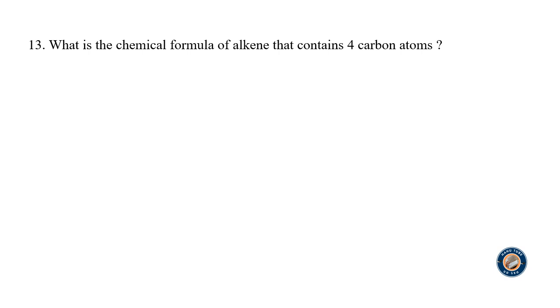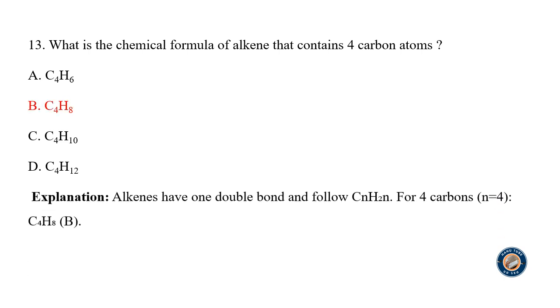Question number 13. What is the chemical formula of alkene that contains 4 carbon atoms? A. C4H6, B. C4H8, C. C4H10, D. C4H12. The answer is C4H8. Alkenes have one double bond and follow CnH2n. For n equal to 4 carbons, hence C4H8 will be the answer.